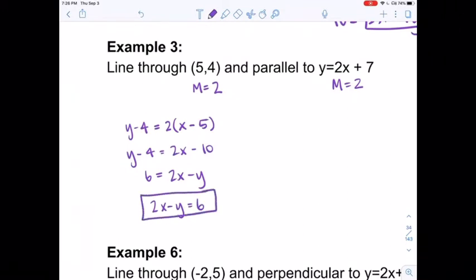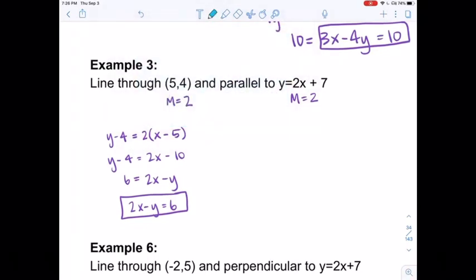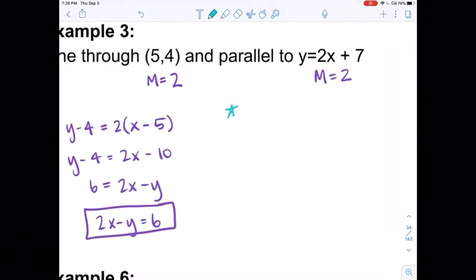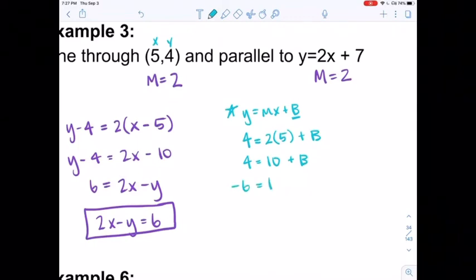Now, a side note, if you don't remember your point slope form, you can plug this into y equals mx plus b and solve for the b. So we have an m, we have an x and a y. Y would be 4, m is 2, x is 5, and we don't know b. So 4 is equal to 10 plus b. So a negative 6 would be equal to b.